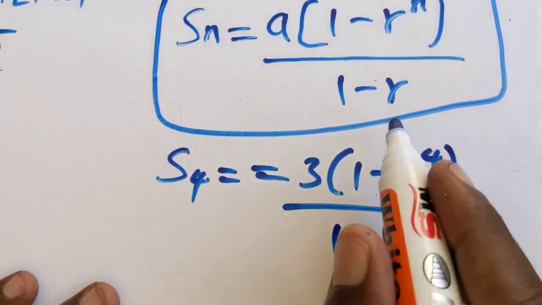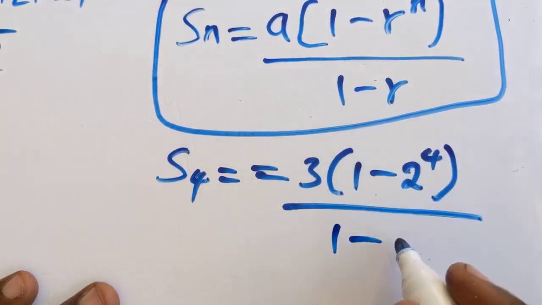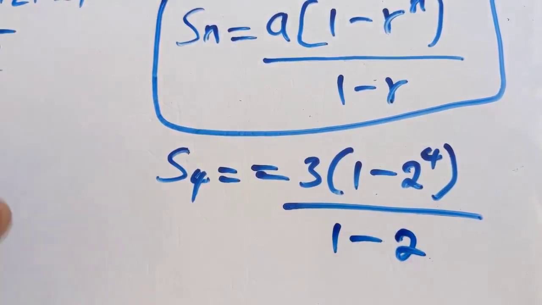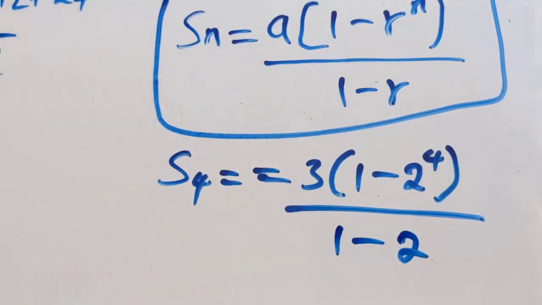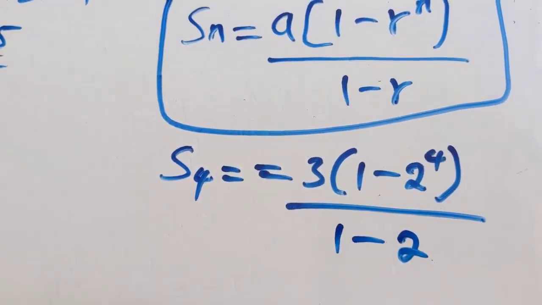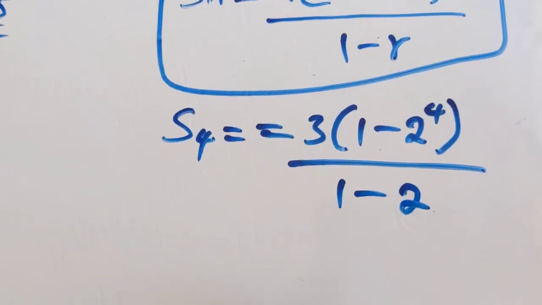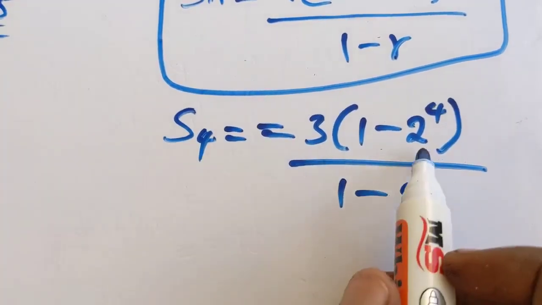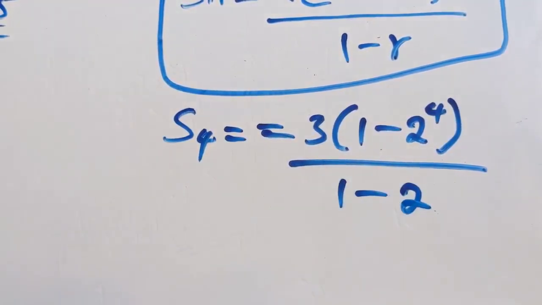Then it will be 1 minus the common ratio. This one we had found, it is 2, like that. So that is what you do. So right here, if you look at this one, it means that this formula that we are using is not the correct formula that we are supposed to use.